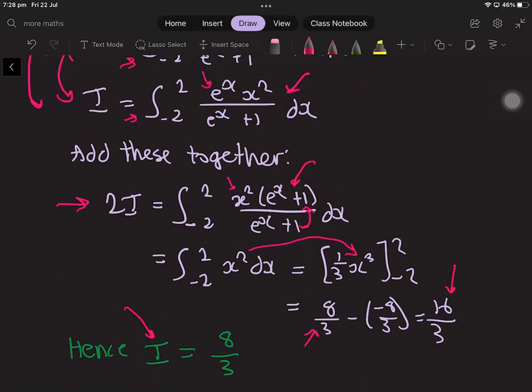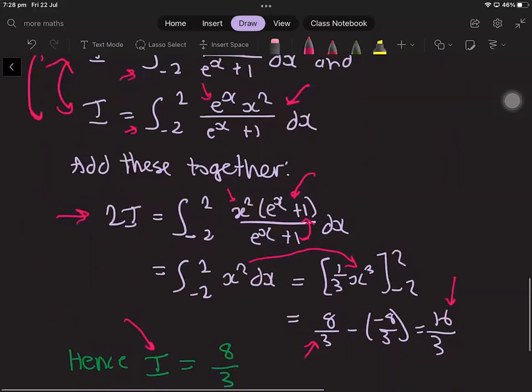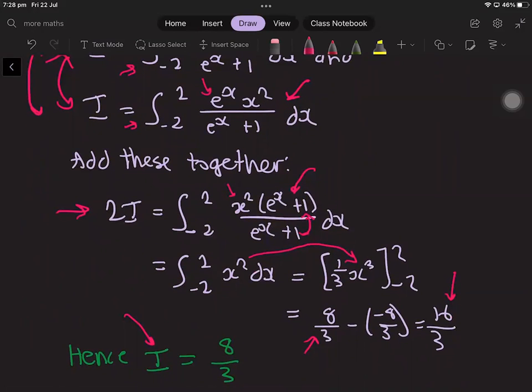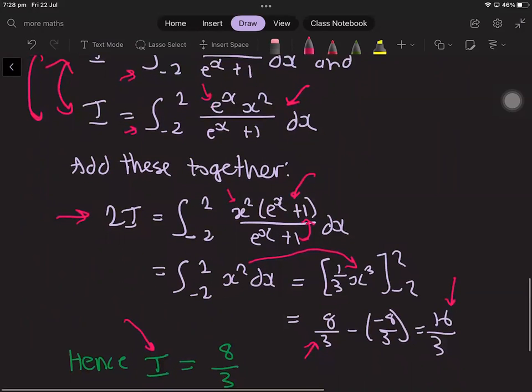Okay, so that completes the solution for this integral. And just note that we didn't find the indefinite integral here, so this method only works for finding a definite integral directly without using the indefinite integral.